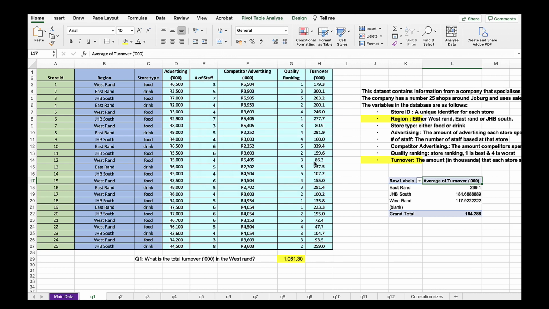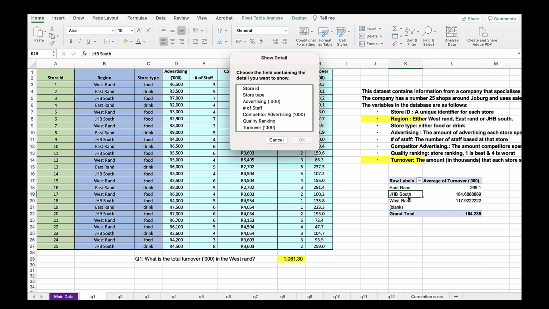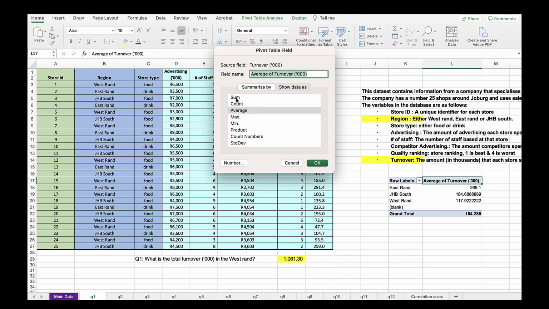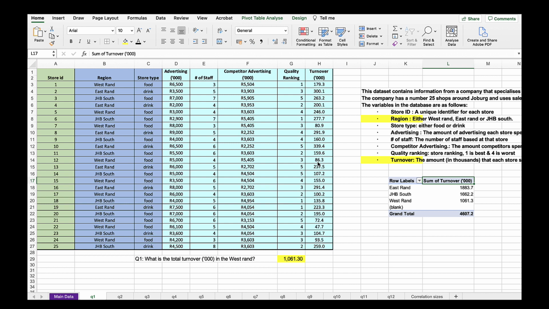So your pivot table will default to something. If it's defaulting to the wrong thing, you can click on it and then try and change what you're looking at. In this case, I clicked on the average, and I actually wanted, it said, what is the total? The total is the sum of, and if I click OK, that gives me back to what my answer is. So that's answering the first question. What is the total turnover in the West Rand?